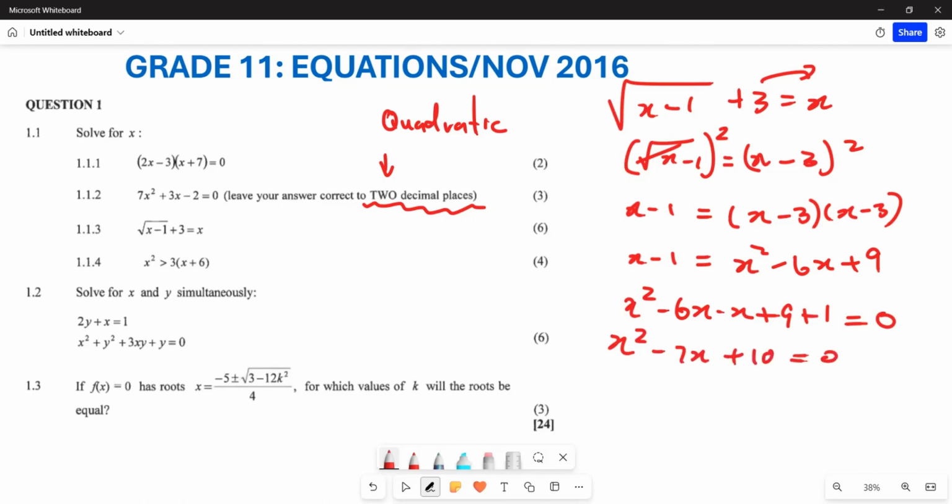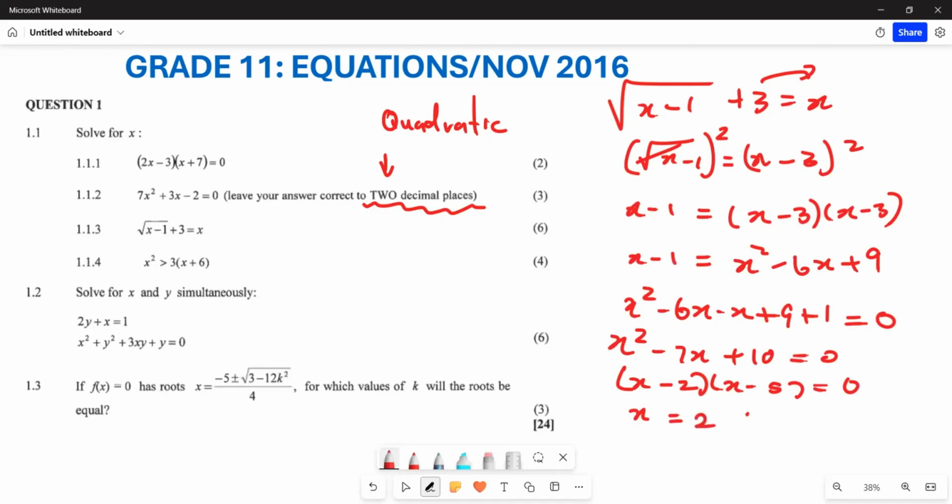Okay. And now from here, what can you do? You can just open your two brackets. You are looking for the factors of 10 that can give you 7. This is going to be x and x, where you have your 2 and also your 5, altogether where both of them are negative, which means the value of x is going to be what?